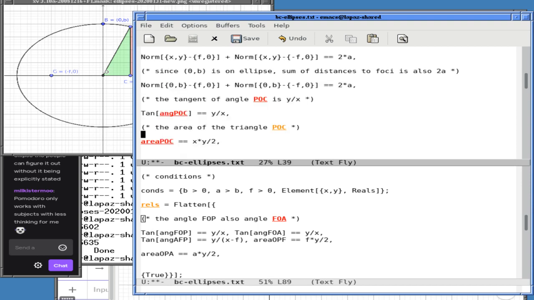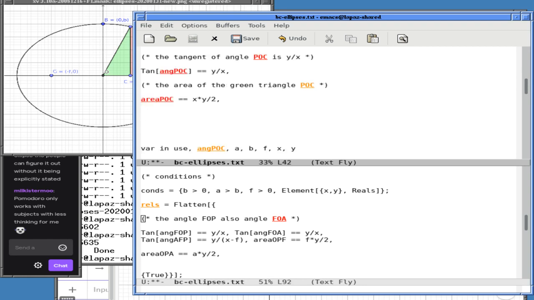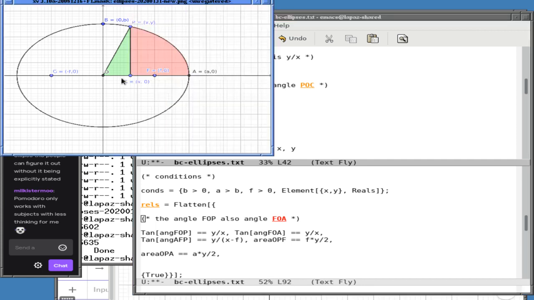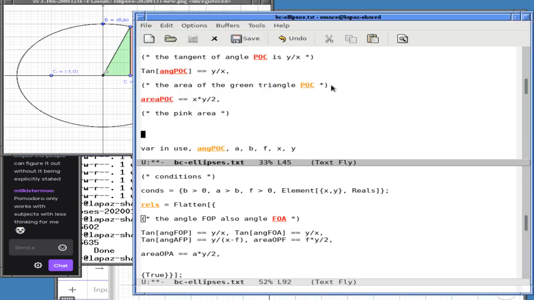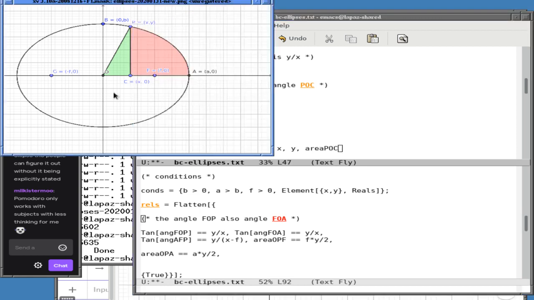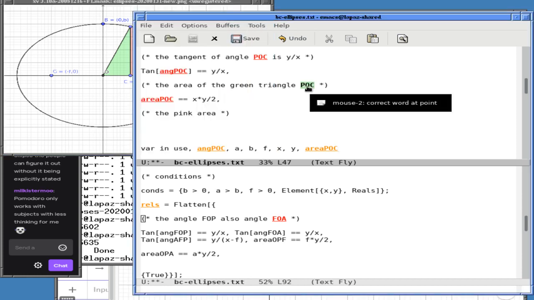Okay. And what other interesting facts do we know here? Aha! See, now I can be covered with the area of the green triangle, POC. How smart am I? I can put that in there. The pink area. Now, what the hell am I going to call this? I can't call it ACP because that's the. Hang on. Area POC is another variable. Do I want to just call it pink area? I think that will annoy people if I call it area pink, so I'll do that.